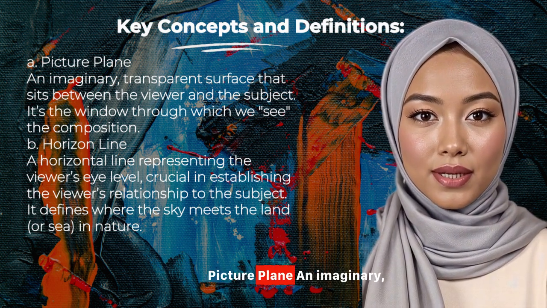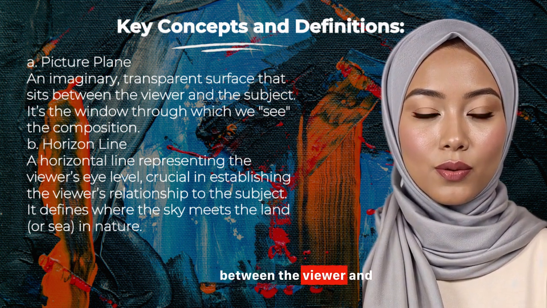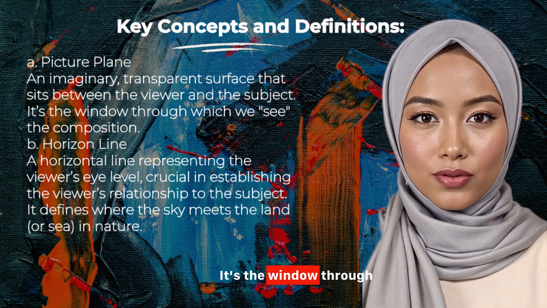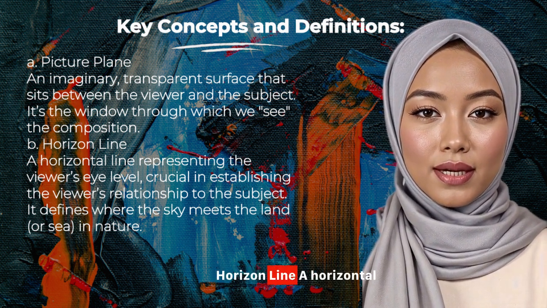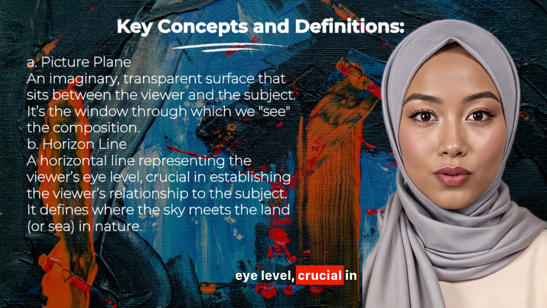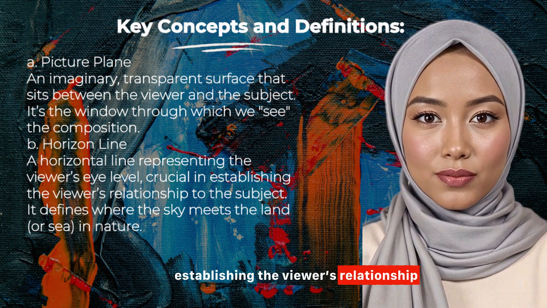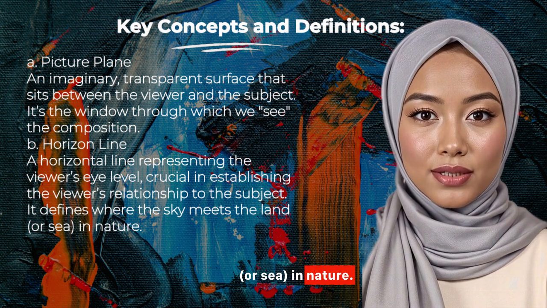Key concepts and definitions. A. Picture plane. An imaginary, transparent surface that sits between the viewer and the subject. It's the window through which we see the composition. B. Horizon line. A horizontal line representing the viewer's eye level, crucial in establishing the viewer's relationship to the subject. It defines where the sky meets the land or sea in nature.